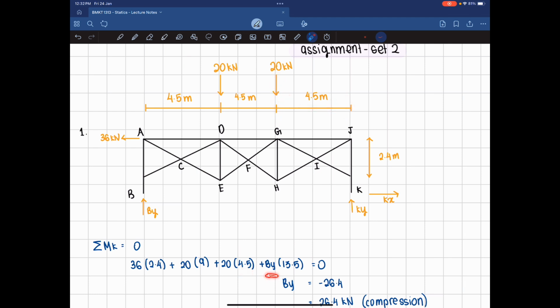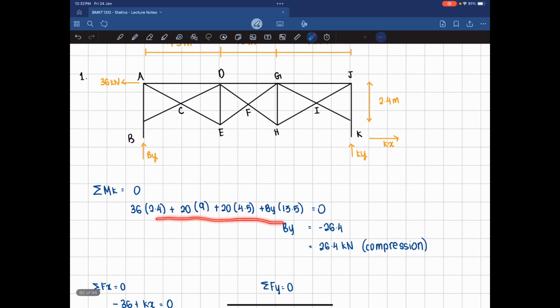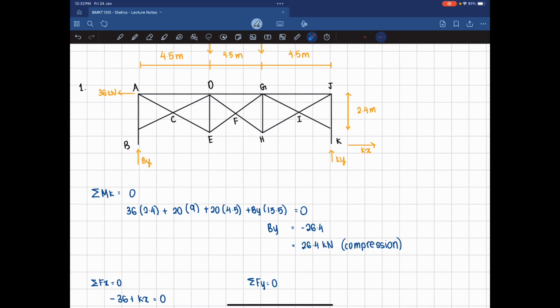Next is BY times 13.5. Then we calculate all of this, and we get BY equals negative 26.4. But to write the final answer, we will just write 26.4 kilonewton, and the negative we convert to compression. Thus, we know that the moment at K is a compression because we get the negative.